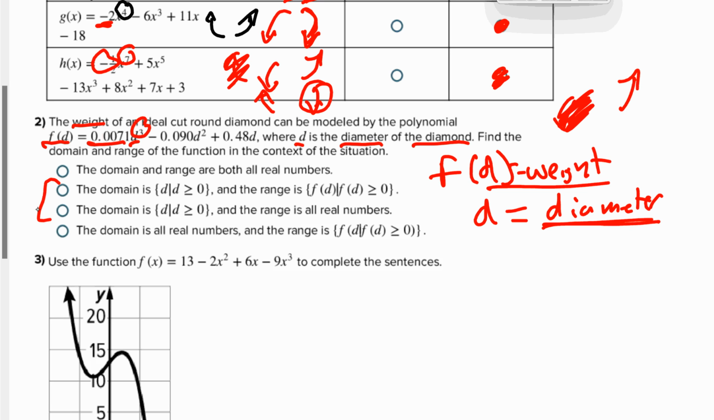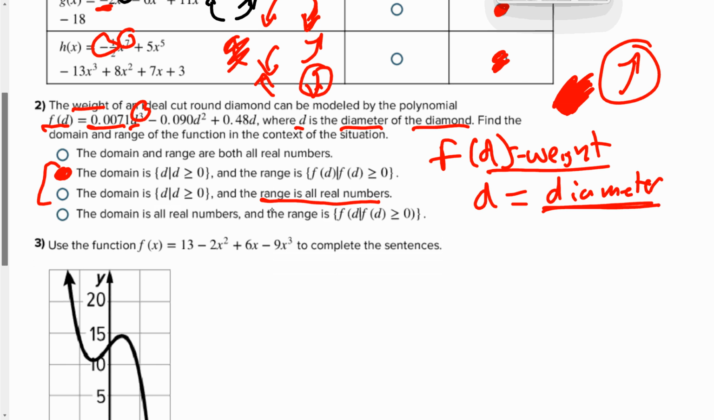And then our range can be all real numbers, but if I get rid of this one, that means I can't go below 0. So I can't have my range of all real numbers. That means I can only go up, so it's going to be this one. Normally both the domain and range would be all real numbers, but because of the context, it limits our domain and it limits our range as well.